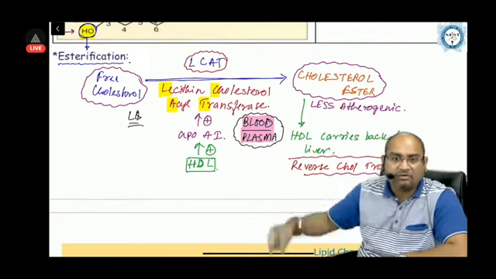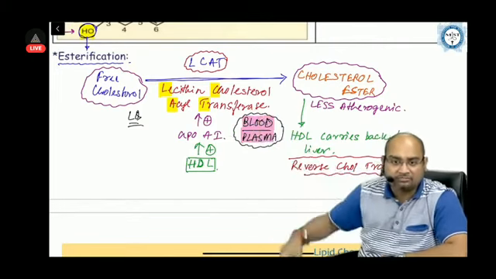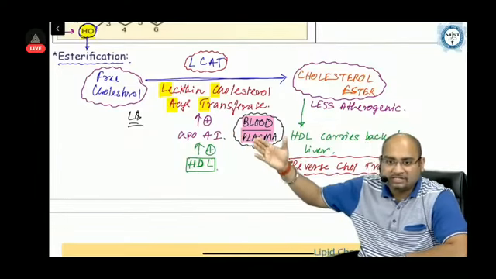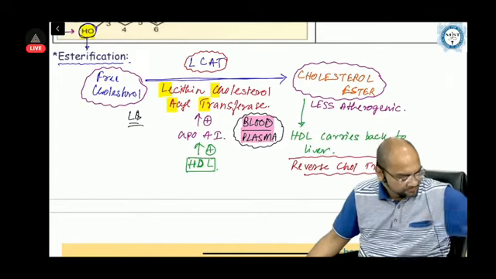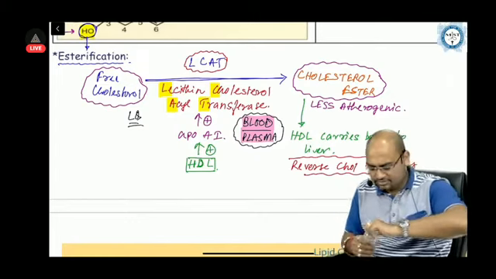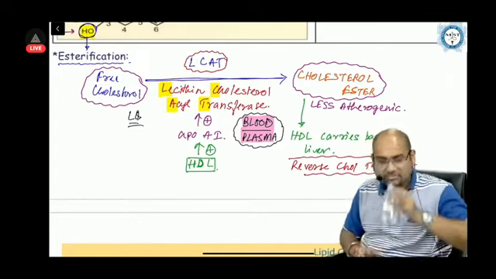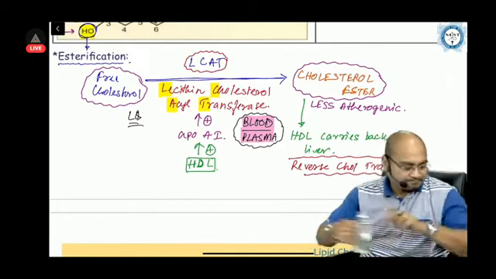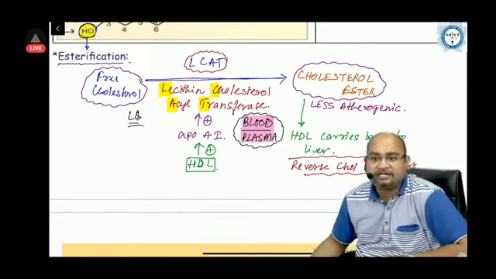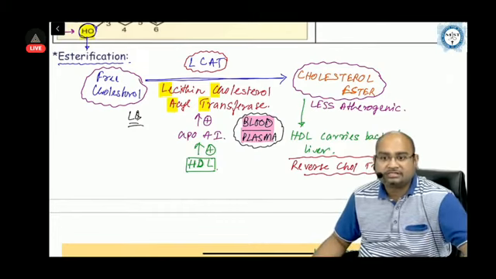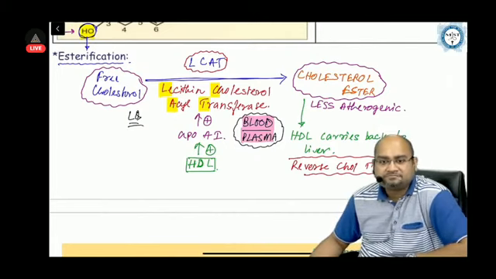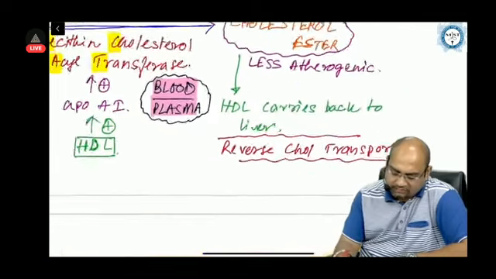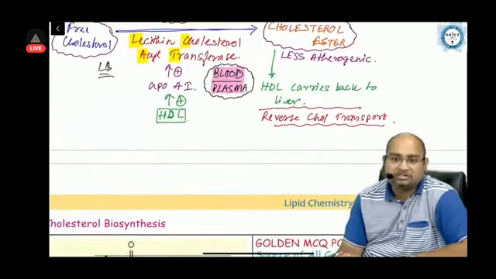Here we have ApoA1, beta. ApoA1 is the activator of this, and HDL is the further activator of the ApoA1. So this enzyme that is present in our blood or in our plasma, beta, will capture the free form of cholesterol and it will change it into cholesterol ester. HDL will also carry them back, reverse cholesterol transport.